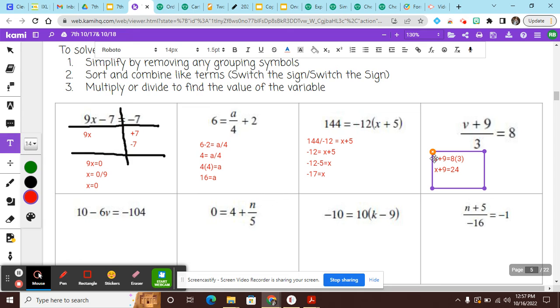So now I'm going to sort and combine. My plus 9 goes over to the other side and becomes minus 9. So I end up with 24 minus 9. So x equals 24 minus 9. And 24 minus 9 is 15. So I end up with x equals 15.